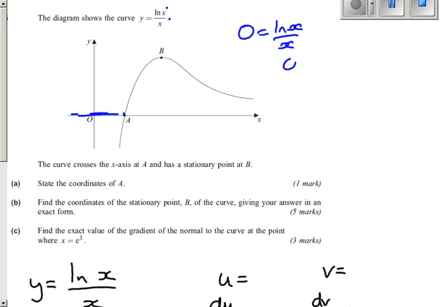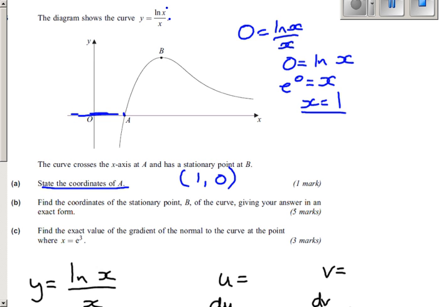Times both sides by x, so we get 0 equals ln x. So e to the 0, and e to the 0 is 1. So the x value is 1. And unlike the question earlier in the exam, just writing x equals 1 doesn't get you the mark, because it says state the coordinates of A. So they actually need (1, 0) as the answer there.